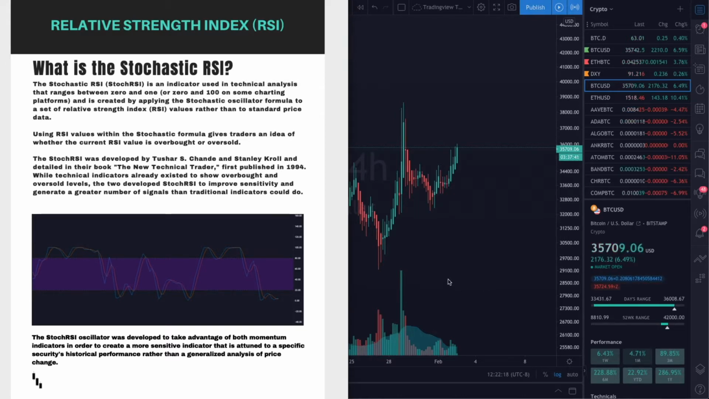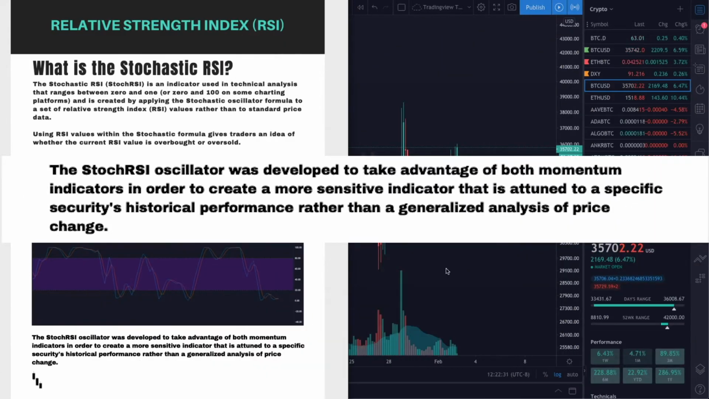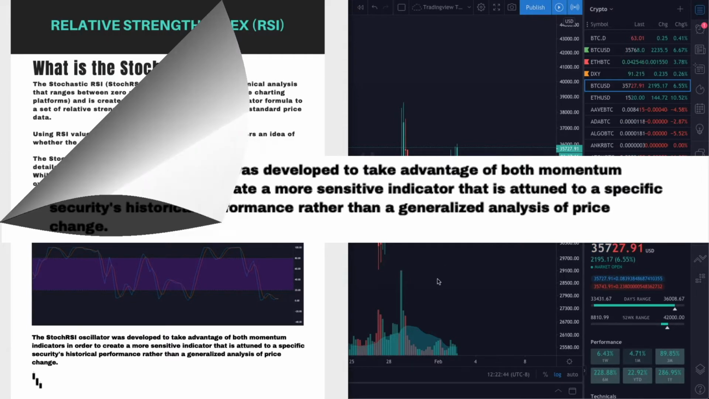Now, while technical indicators already exist to show overbought and oversold levels, the two developed the sRSI to improve the sensitivity and generate a greater number of signals than traditional indicators could do. The sRSI was developed to take advantage of both momentum indicators in order to create a more sensitive indicator that is attuned to a specific security's historical performance rather than a generalized analysis of price change.